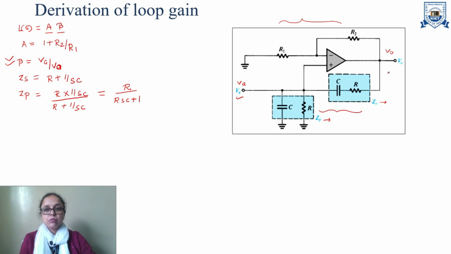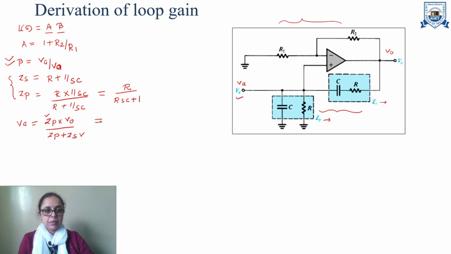Now to calculate the feedback factor beta, we have to find out the ratio of VA by VO. To calculate this, we will use the voltage divider rule. So VA voltage will be Zp into VO divided by Zp plus Zs. We have already calculated these impedances. Now we will place the values of Zp and Zs in this equation and find out the ratio of VA and VO.